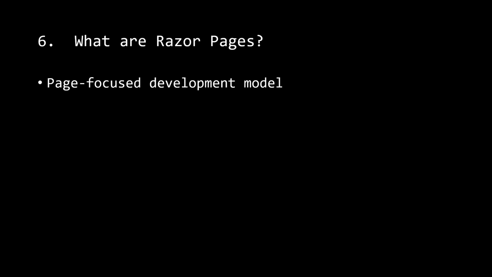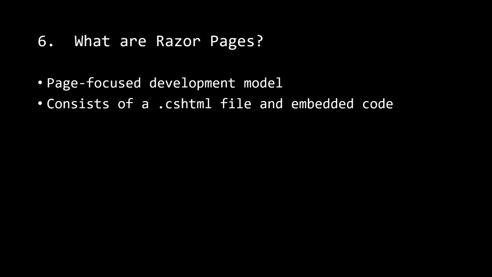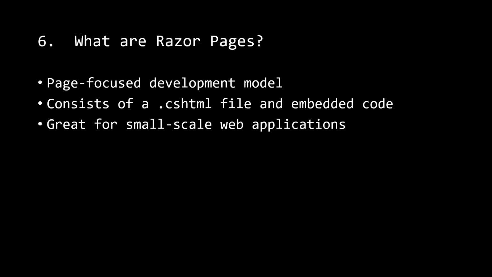Razor Pages are a page-focused development model in ASP.NET Core for building web user interfaces. Each Razor page consists of a CSHTML file that contains HTML markup and embedded code, and this simplifies the development of small-scale applications, especially by combining the UI and backend logic in a single location.